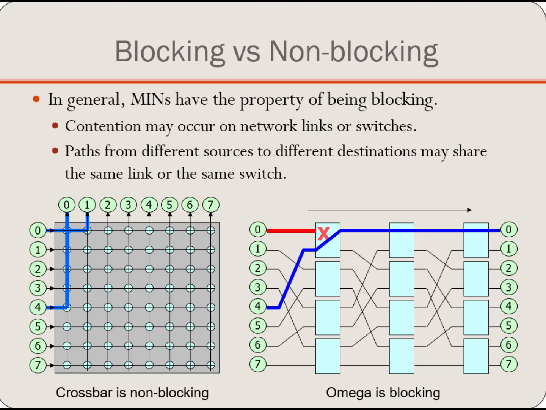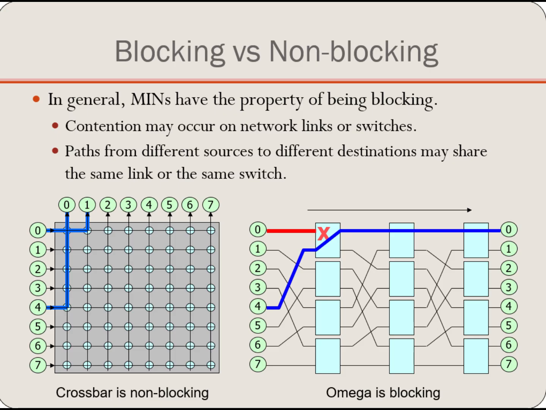In general, these multi-stage networks are blocking networks. The definition of blocking and non-blocking here is that if two messages are sent from two different senders to different targets, then they should not conflict with each other. This kind of network we call non-blocking, and crossbar is a typical example. As long as two different senders try to send messages to different targets, they will never conflict with each other.